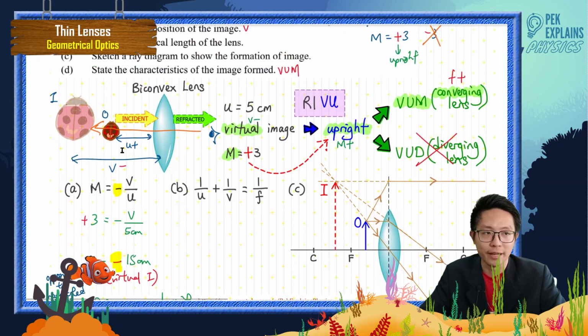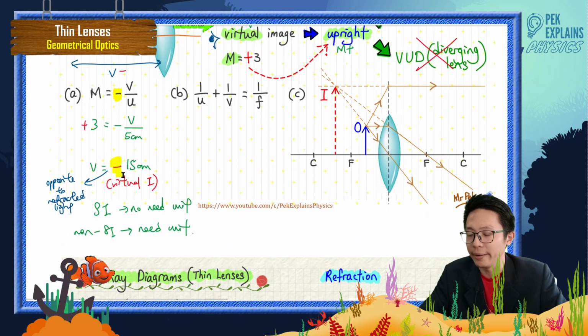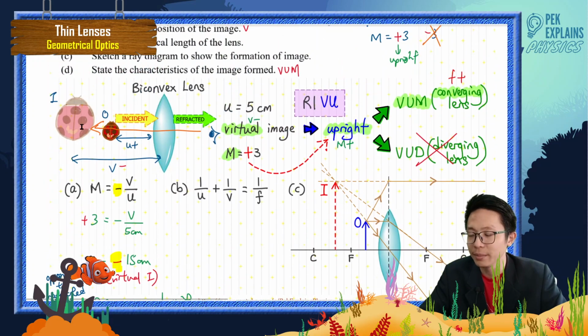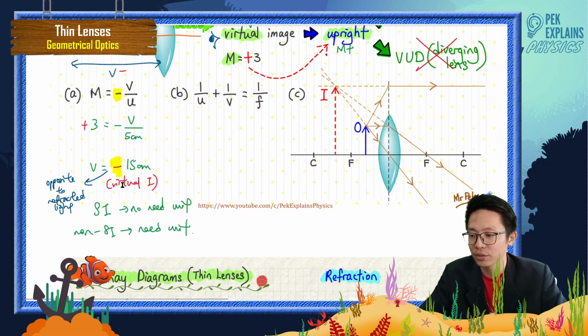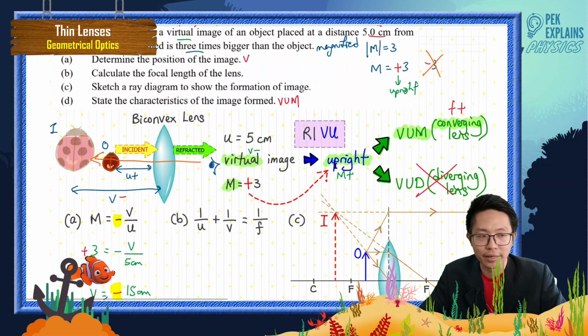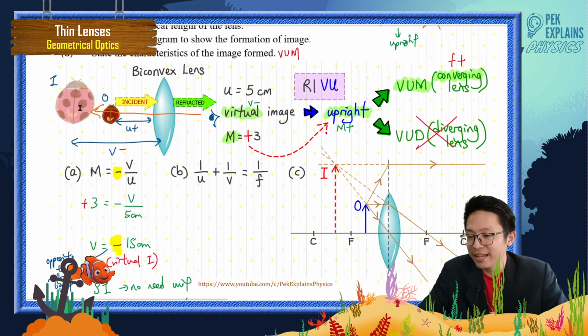Understand? Okay. And also upright. You see an upright image. You don't see this ladybird inverted, because this virtual image is always upright. So you see an upright ladybird, and it is magnified 3 times. This is what I see through the lens.